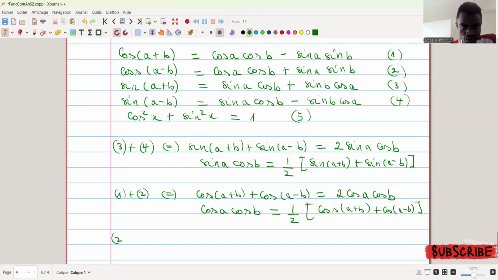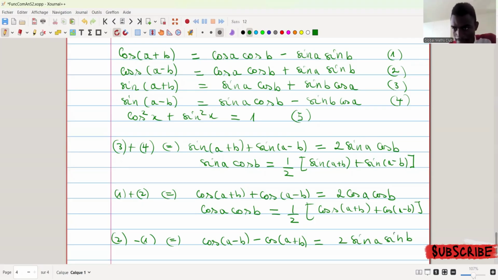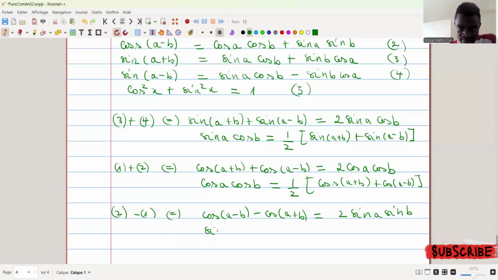But otherwise, if you take 2 minus 1, you are going to have cosine A minus B minus cosine A plus B equal to 2 sine A sine B. Then you are going to have sine A sine B equal to half of cosine A minus B minus cosine A plus B. So you are going to see that from these different formulas, you can develop all the formulas that you have.